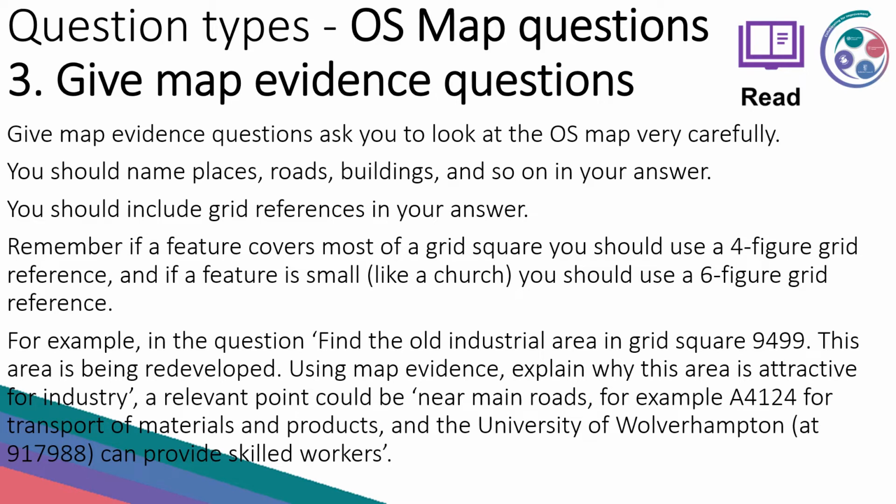So that's the questions. Remember, you're going to get OS map questions regularly in the first part of your paper, looking at the features, looking at the glacial or river features, for example, what we just looked at, or indeed in the urban section as well. And that's where this question comes from.